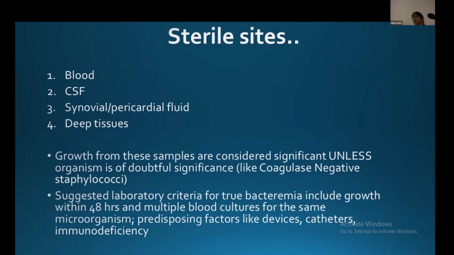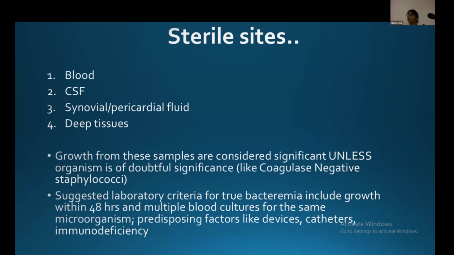Now, after resident flora, opportunistic pathogens and strict pathogens, we now come to sites which are always considered sterile. These are blood, cerebrospinal fluid, CSF, synovial or pericardial fluid, and deeper tissues. Growth of any organism from these sites is always considered significant, except when the organism is of doubtful significance. For example, coagulase negative staphylococci, which are normal inhabitants of skin.